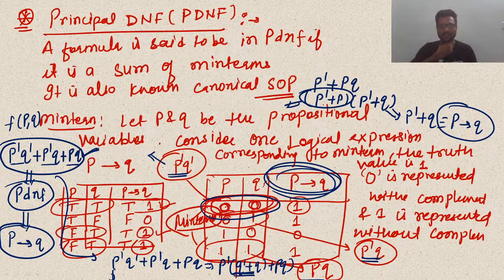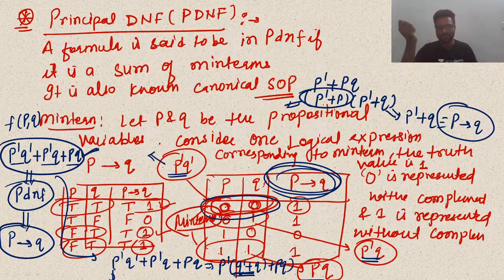So whenever this is the given function, and in the question it is asked to write this function in the PDNF form, what will you do? First you will make the truth table, and you will see which entries correspond to output one. These expressions which correspond to output one are known as minterms, and the sum of minterms will be the PDNF form of the given logical expression.